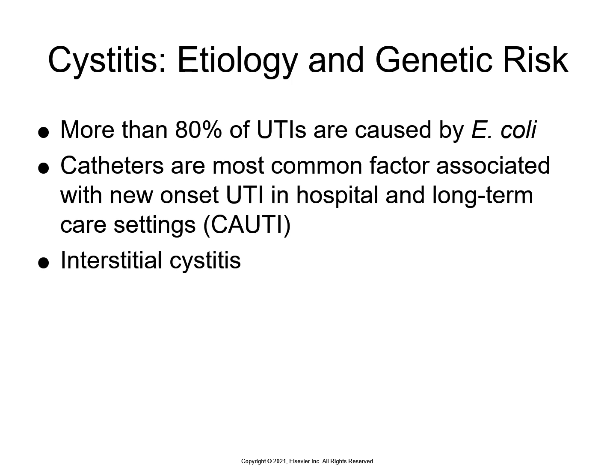Etiology and genetic risk of UTIs. Well, more than 80% are caused by E. coli. Catheters are the most common factor associated with new onset UTI in the hospital and in long-term facilities. Oh, this is not a good thing. You want to make sure you always use good hand hygiene when you're dealing with catheters. You do not want to cause a nosocomial infection from a catheter in the hospital.